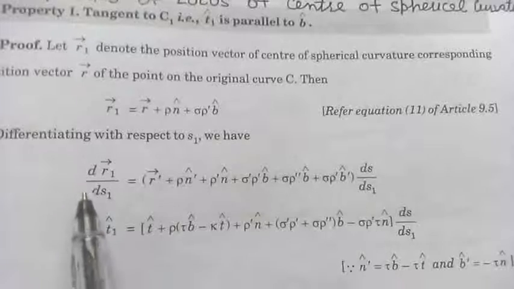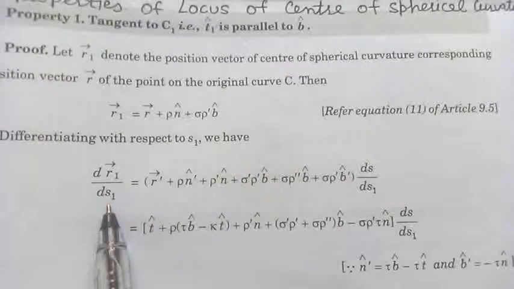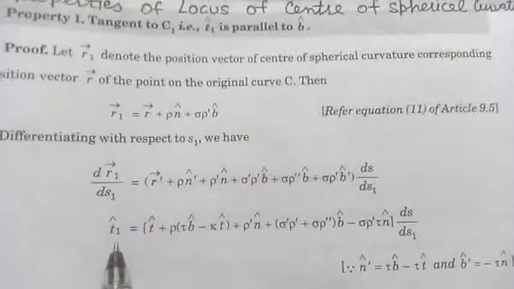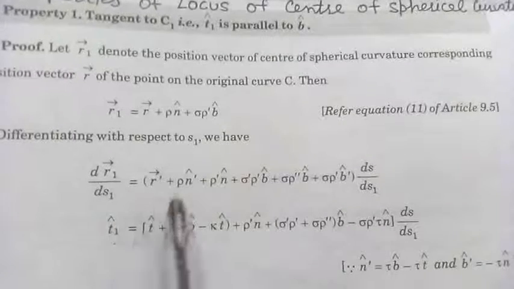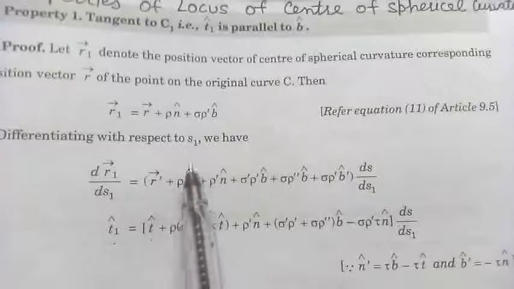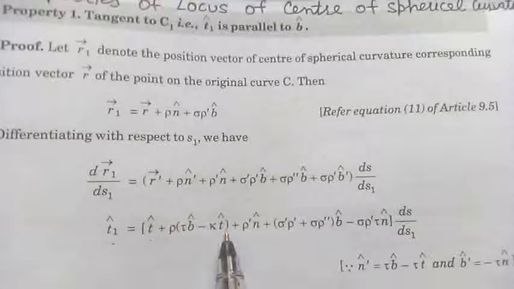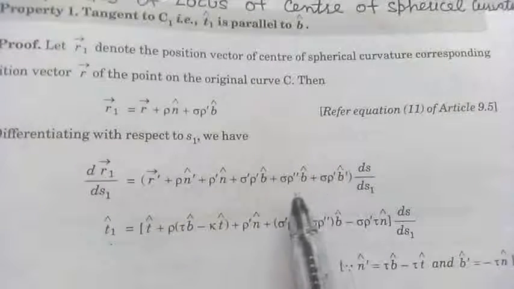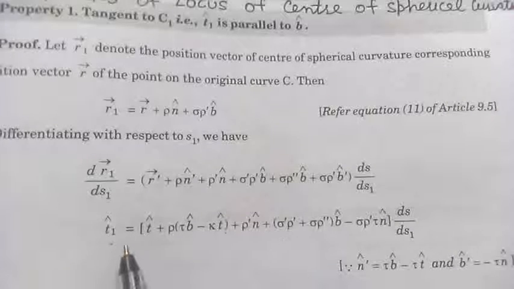Now, by definition, the derivative of vector r1 with respect to s1 is the tangent to c1, which is denoted by t1 cap, and r dash is denoted by t cap. By the Serret-Frenet formula, the derivative of n cap is tau b minus kt. We have substituted the values here and, combining the terms in b cap, we get the value of t1 cap.